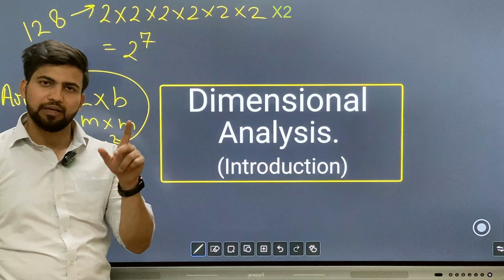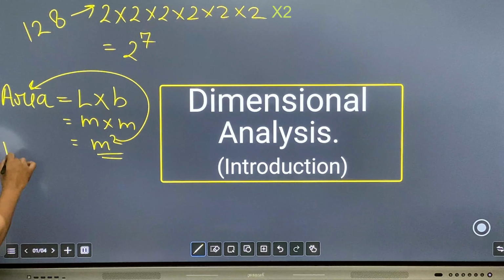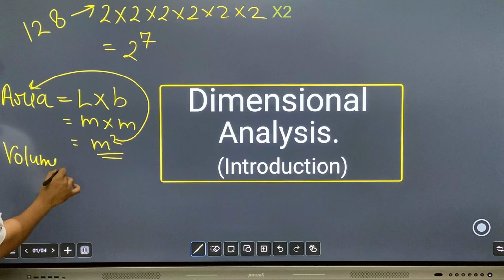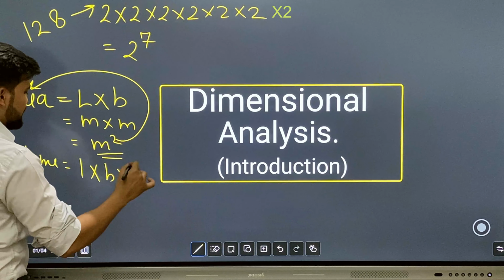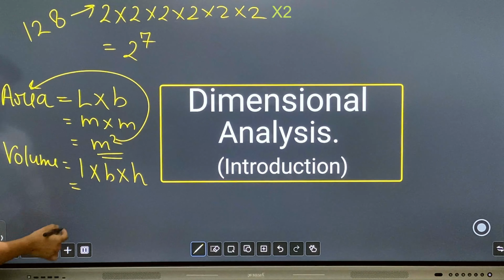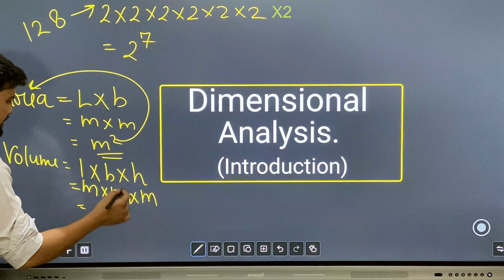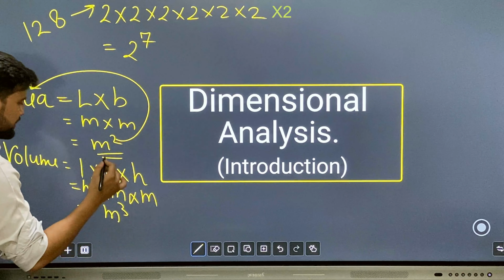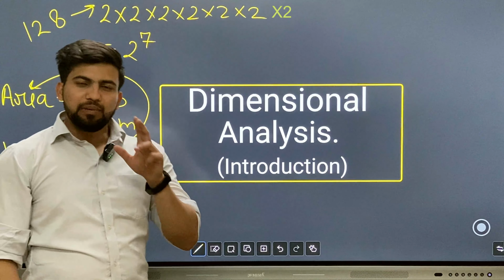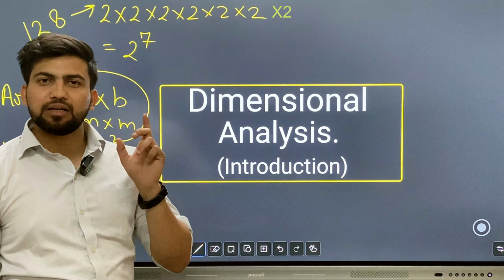2 बार इन्वॉल्व है. In the same way, if I'm going to say volume, volume stands for length multiplied by breadth multiplied by height, because the unit of length is meter, breadth is also meter, and height is also meter. Meter multiplied 3 times will become meter cube, or we can say meter is involved 3 times in the volume.